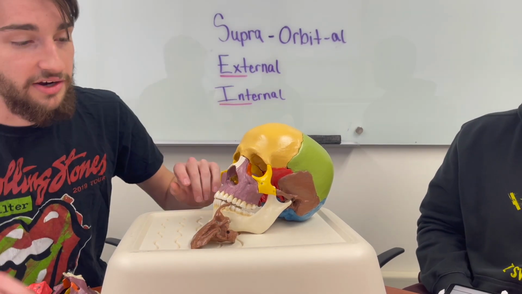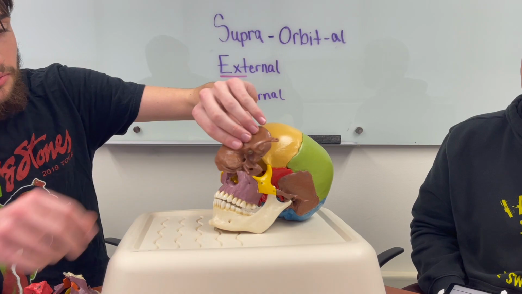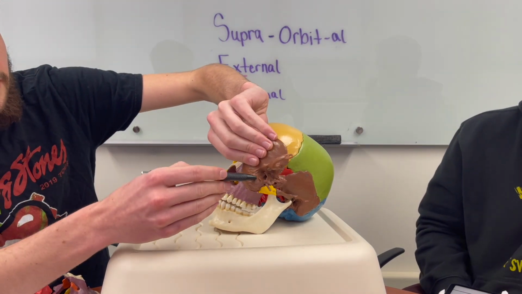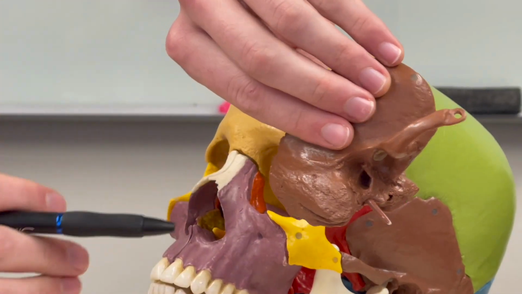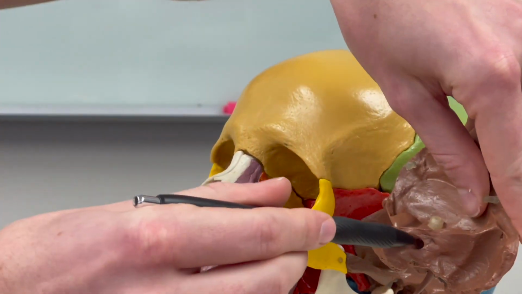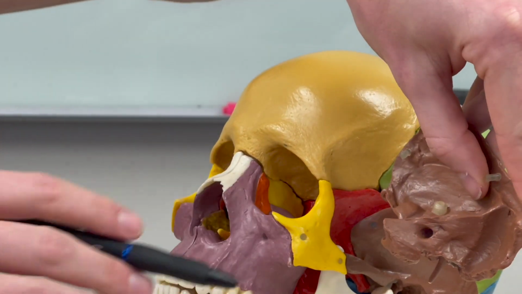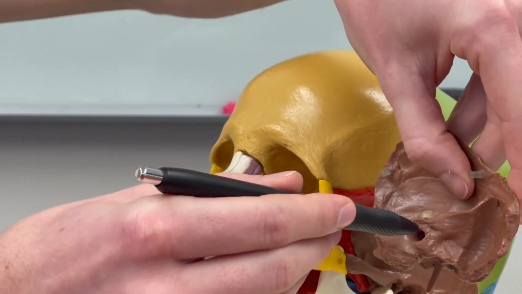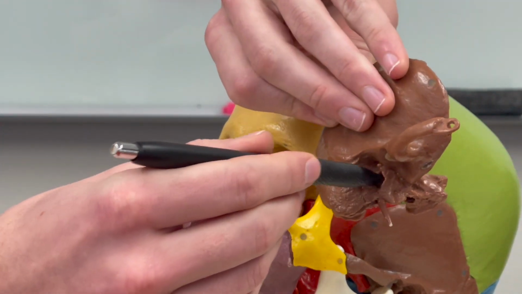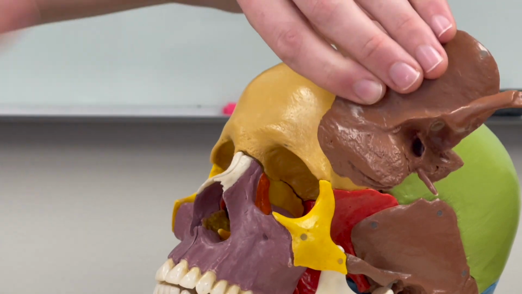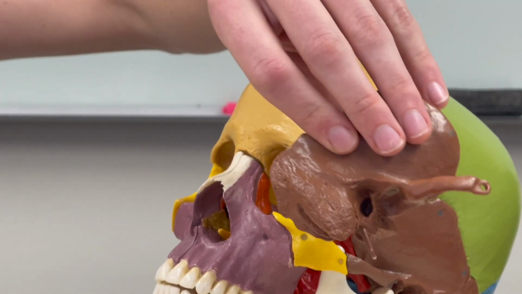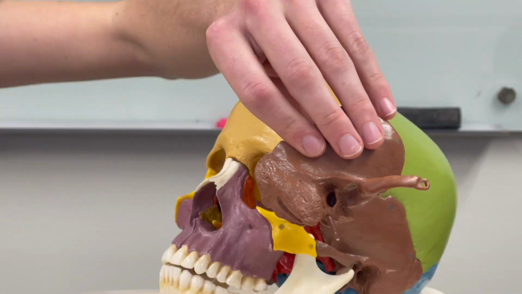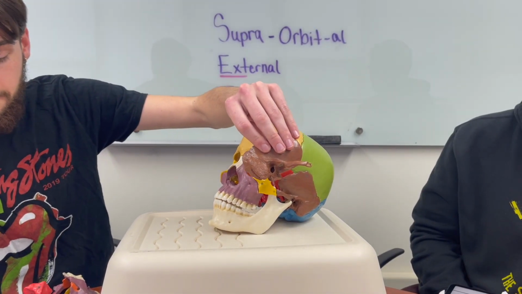So, going back to our model right here, zoom in for us one more time. We've got the external acoustic meatus, which is on the outside of the temporal bone, and then on the inside, we've got the internal acoustic meatus. You'll notice that on this model, this hole and this hole do not line up. There's a divider in between there. That's just how the model's built. But it can help you as we get through some of these other structures.